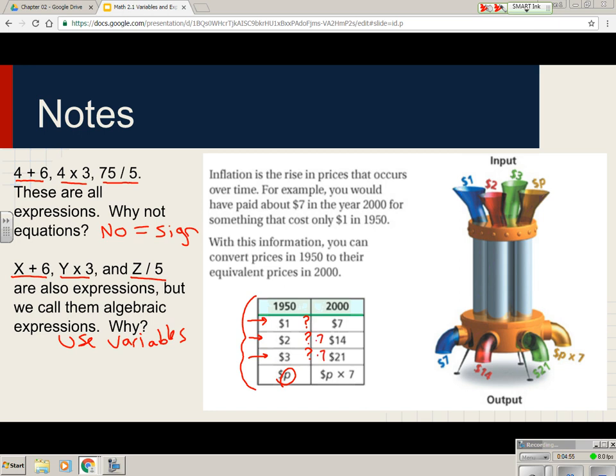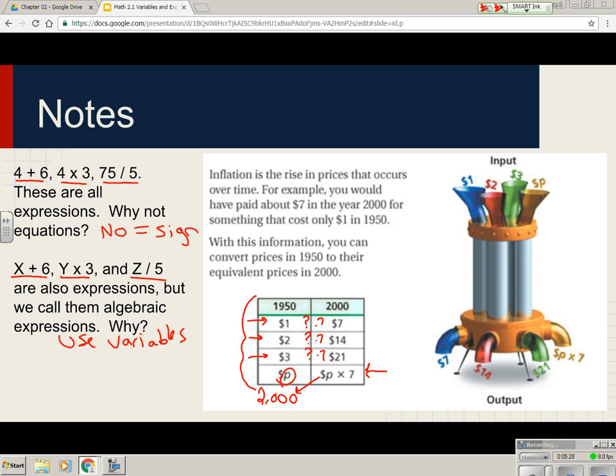So what we do is we create an algebraic expression that says no matter what money you give us from 1950, we can figure it out in 2000. So if my grandpa said to me, back in 1950, I bought a brand new Buick, and that Buick cost me $2,000. All right, we can figure out that in 2000, all we have to do is take this $P.